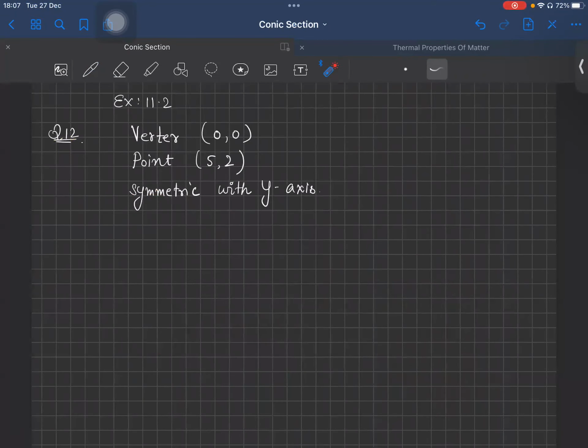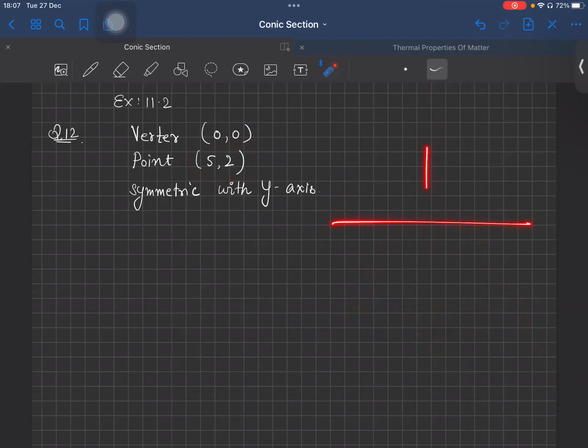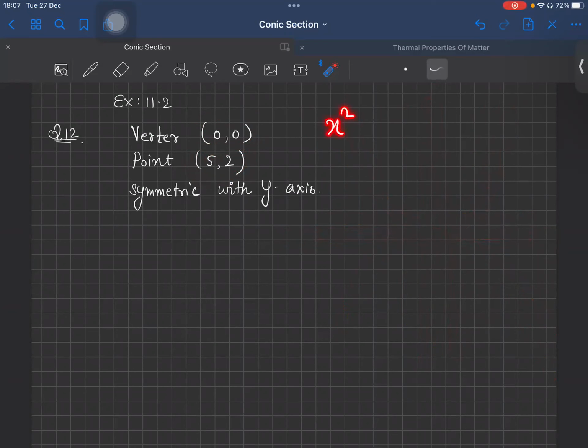Now find out what symmetric to the y-axis means. Because the vertex is at 0, 0, the parabola is either like this or like this. But it is passing through point 5, 2. So if the parabola is downward, it cannot pass through point 5, 2. It has to be this parabola. Now this parabola is defined by x square is equal to 4ay, right? So these are the hints I'm giving you. Try to do it.